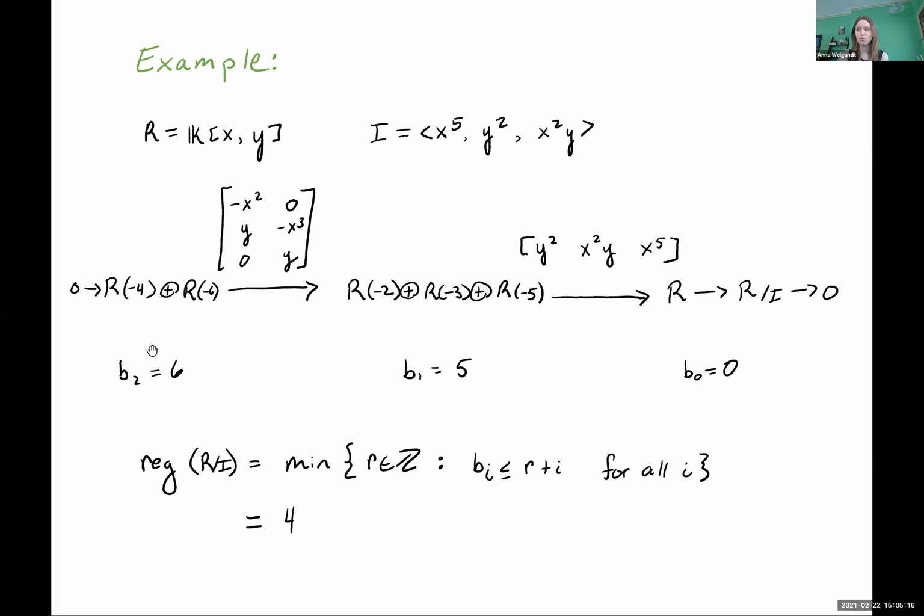Okay, so here we have a polynomial ring. Oh, I should check. Can you see my mouse when I wave my mouse around? Good. Okay. So here we have a polynomial ring in two variables, and we have an ideal generated by x to the fifth, y squared, x squared, y. You can start to think about how you might resolve R mod I. You want to make sure that your image is your kernel at each step, and we're taking a free resolution.